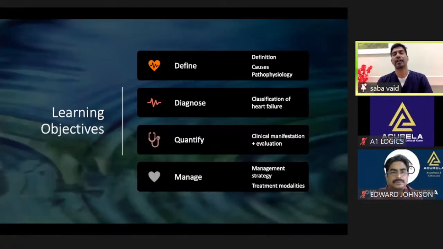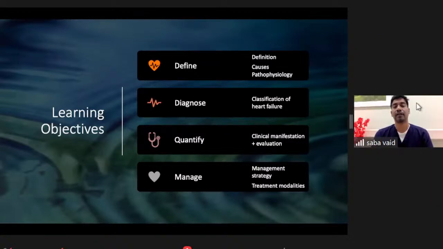So for the next 1 hour or so, I will be going through the definition of different heart failures, different types of heart failures, and how they are being classified. Once we understand the pathophysiology of heart failure, we will dwell on how to diagnose heart failure, basically how to classify and then how to diagnose, and then quantification of the problem.